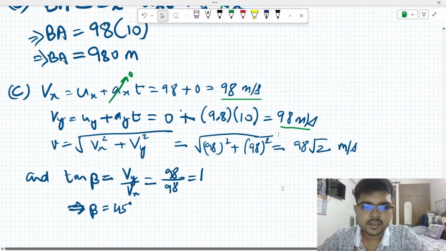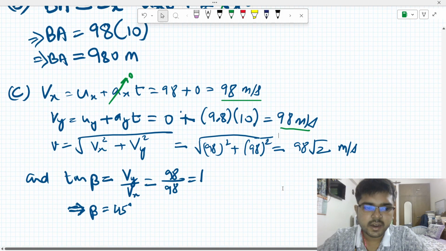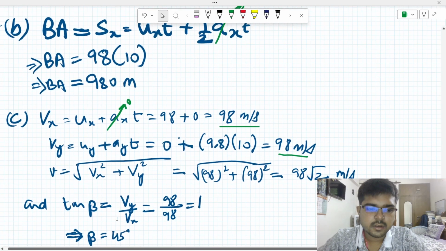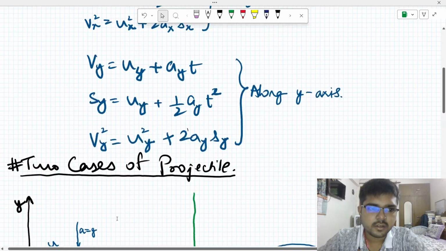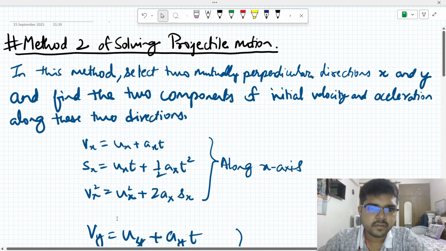At what angle does it hit the ground? That is given by tan beta is equal to Vy over Vx, which equals 98 over 98. Vy is 98 and Vx is 98. So tan beta becomes 1. When tan becomes 1, that means the angle is 45 degrees. So that is how projectile motion is solved with method 2 of projectile motion.